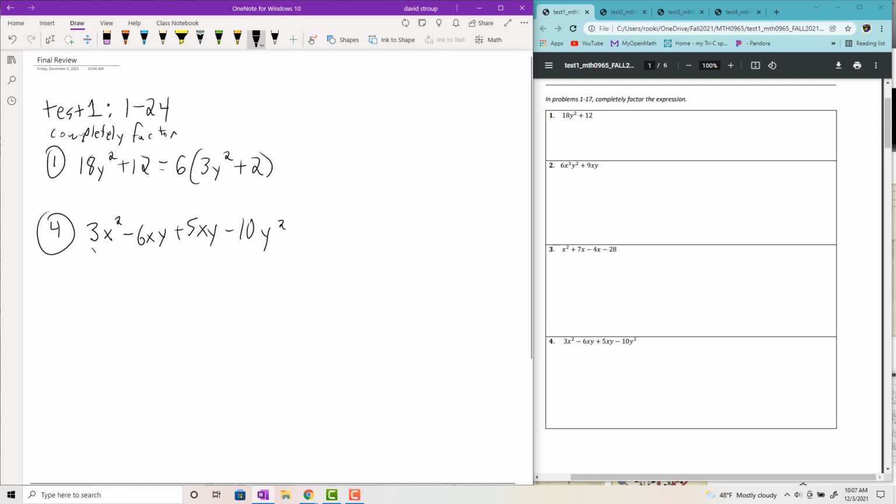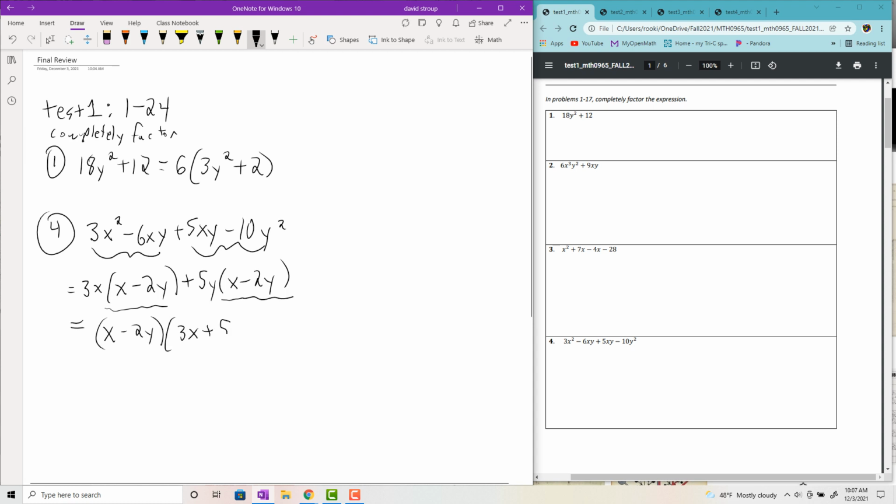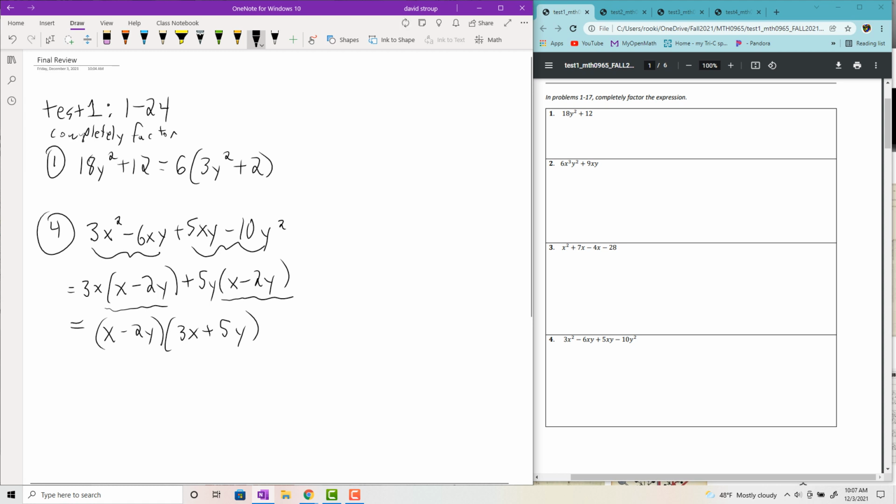So group these first 2 together and the second 2 together and pull out their GCFs. In the first group, you can pull out a 3x, and you'll have x minus 2y. And then in the second group, you could pull out a 5y, and you'll have, again, x minus 2y. And then from those terms, you could factor out this common binomial, right? So you could factor out an x minus 2y, and you'd be left with 3x plus 5y. Okay. So a lot of people forget those are in here.